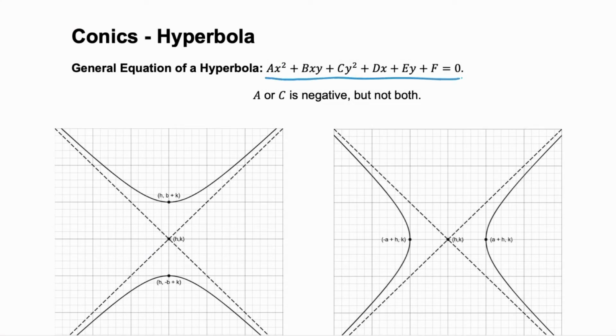Now, remember that all of our conic sections start with the exact same general equation, but the rule associated with them is what tells us the type of conic section we will have. A hyperbola is when A or C is negative. So the coefficient on the x squared or the y squared term is negative, not both. A and C have to be opposite signs to give you a hyperbola. If they're the exact same sign, you have an ellipse.